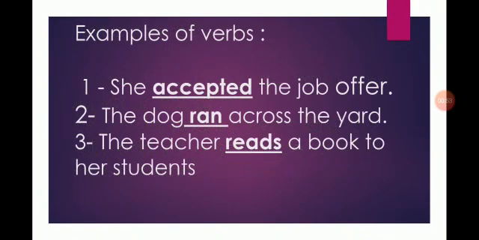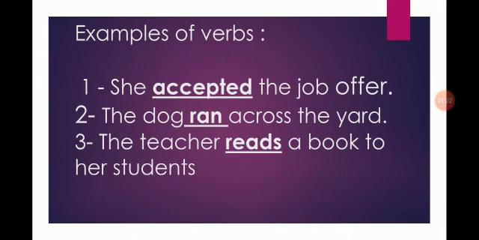So, examples of verbs. 1. She accepted the job offer. Here, she is the subject, and we said that the subject and the verb usually come together. They follow each other. So, we have the subject, then we have the verb. So, she, this is the subject. When we say she, the job offer, the sentence is incorrect. So, accepted, this is the verb. She accepted the job offer.